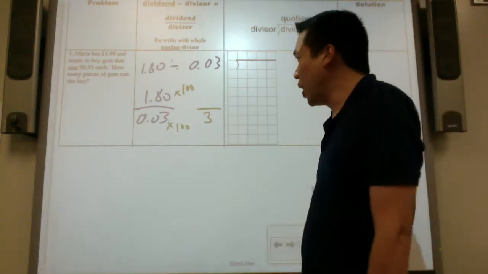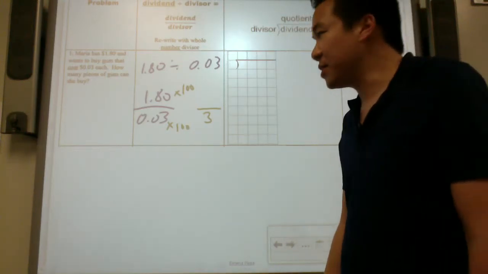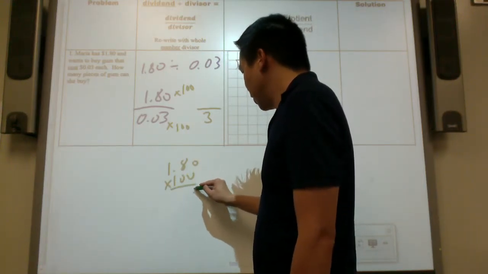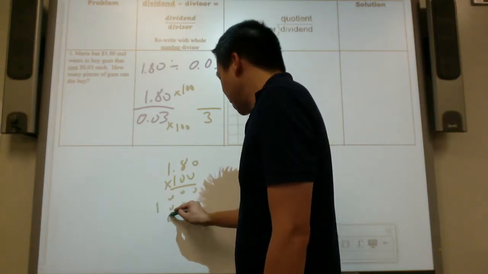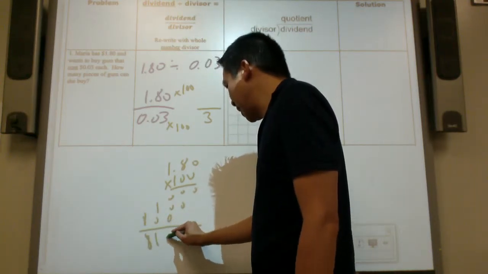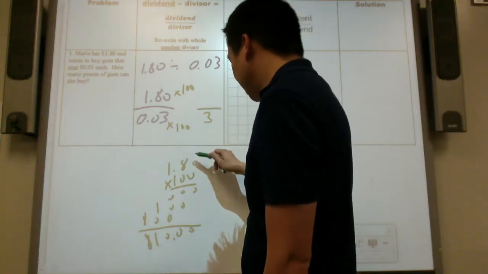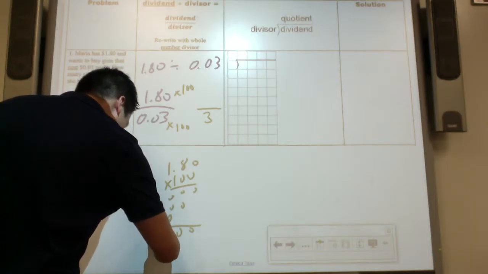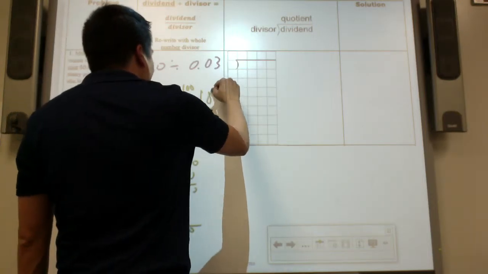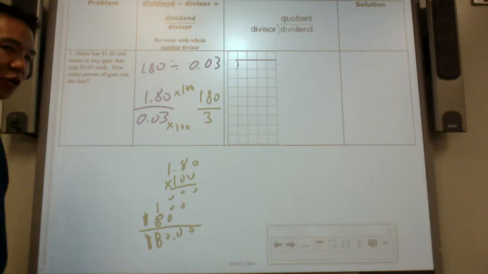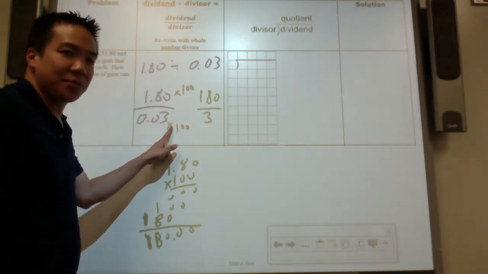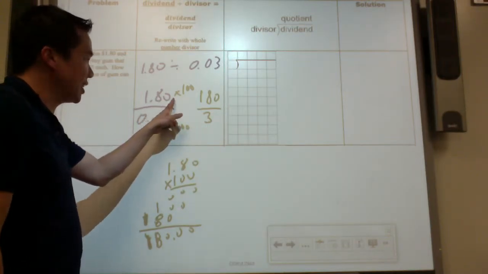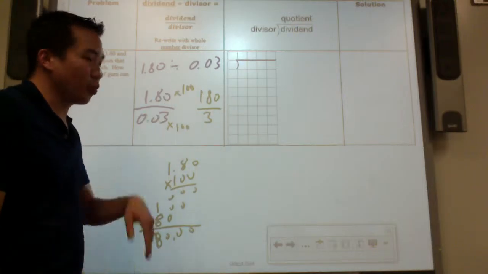So what is 1 80/100ths times 100? I move 2 places, so I get 180. Another way to see it is you shift the decimal point 2 places to the right, and you turn it into 3 whole. So you shift this decimal point 2 places to the right, and you turn it into 180.